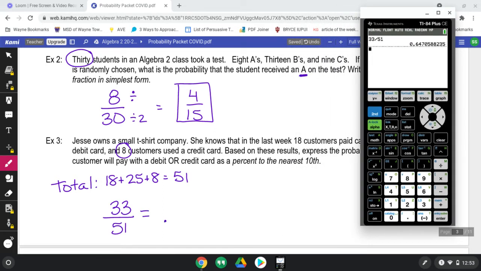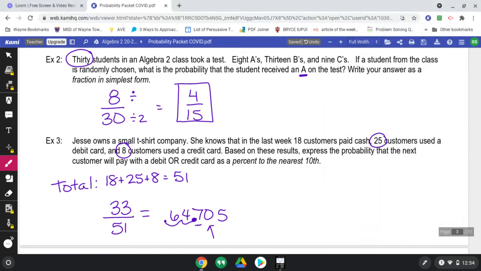Let's write this out. 0.64705. That's enough decimals. Let's move our decimal place over twice for a percent. 1, 2. And the nearest tenth means we want to keep the 7 and decide whether the 0 allows the 7 to stay or bumps the 7, rounds the 7 up. It's going to allow the 7 to stay, getting us 64.7%.